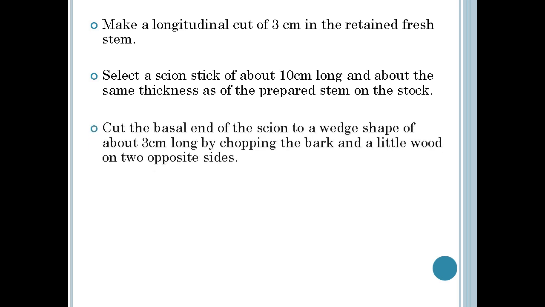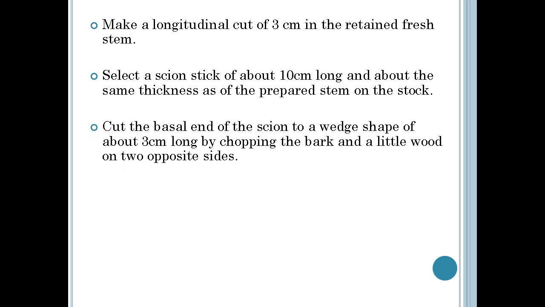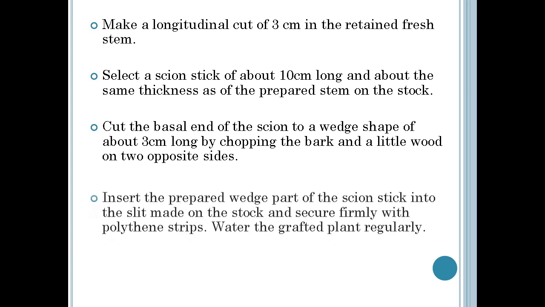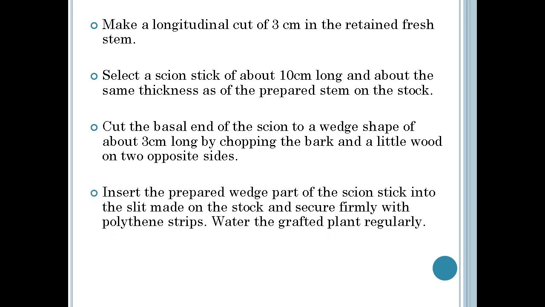Cut the basal end of the scion to a wedge shape of about 3 cm long by chopping the bark and a little wood on two opposite sides. Insert the prepared wedge part of the scion stick into the slit made on the stalk and secure firmly with polythene strips. Water the grafted plant regularly. The scion sprouts in about 3 weeks.